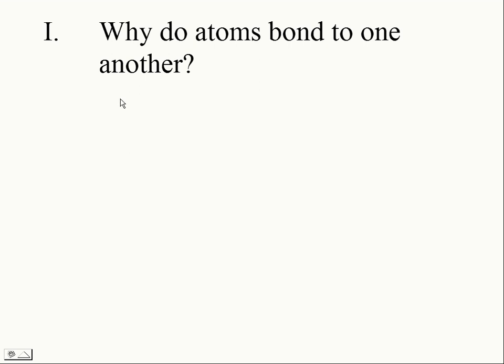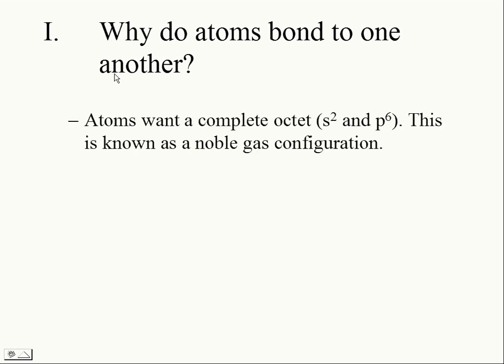The reason that atoms are going to bond to one another is because they're trying to have what we call a complete octet. They want 2 in their S's and 6 in their P's, and that's going to make them stable. We call this a noble gas configuration because the noble gases all have 2 in their S's and 6 in their P's. That's what makes them so perfect, and that's the reason they don't bond with other things.